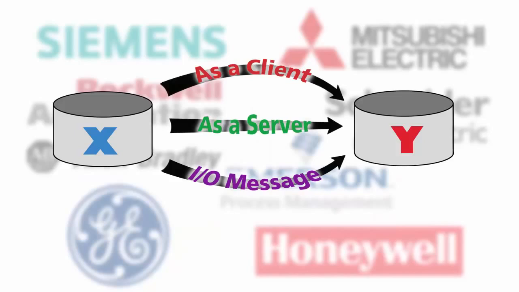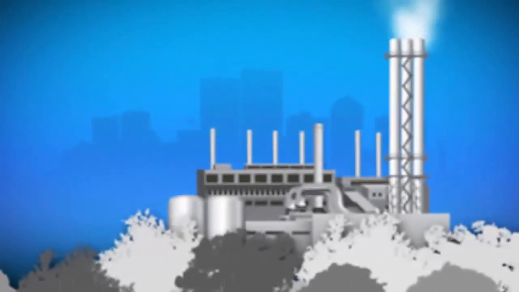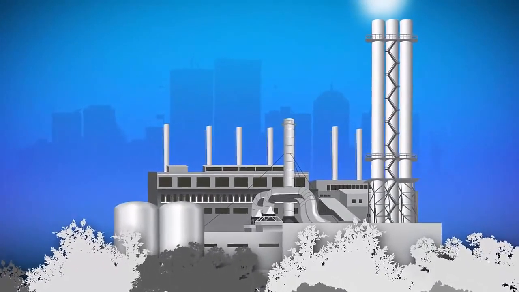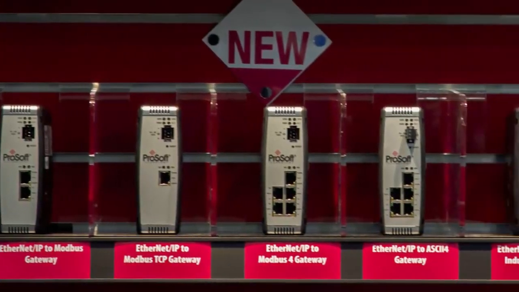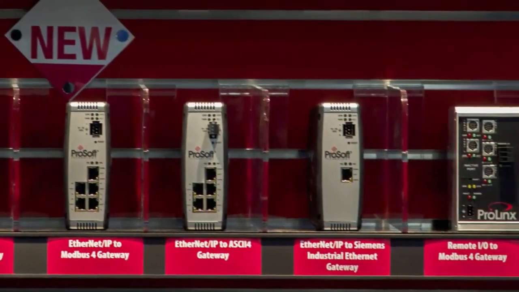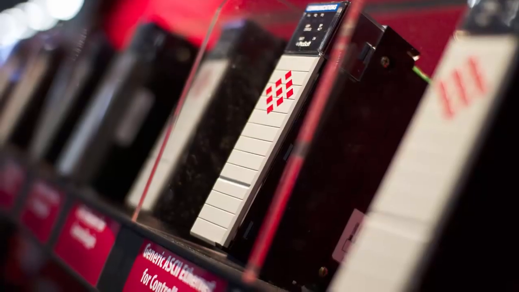Selecting the ideal method depends on your specific application requirements. If the best method is not used, problems can develop later that could negatively affect your bottom line. This video will discuss specific application examples that should help you understand how to select the best method for your application. We'll be using our products in these examples, but the principles apply to all Ethernet-based automation communication solutions.